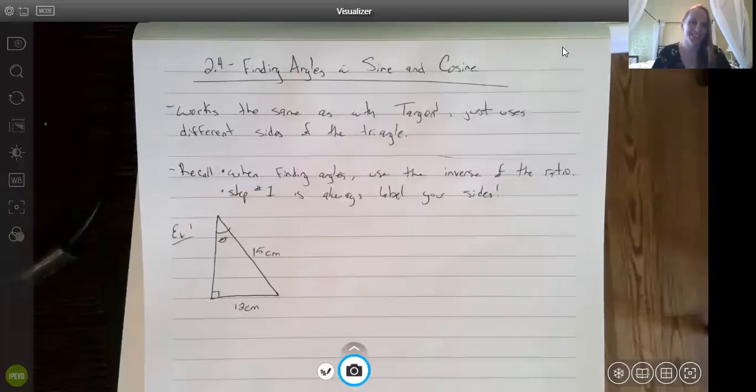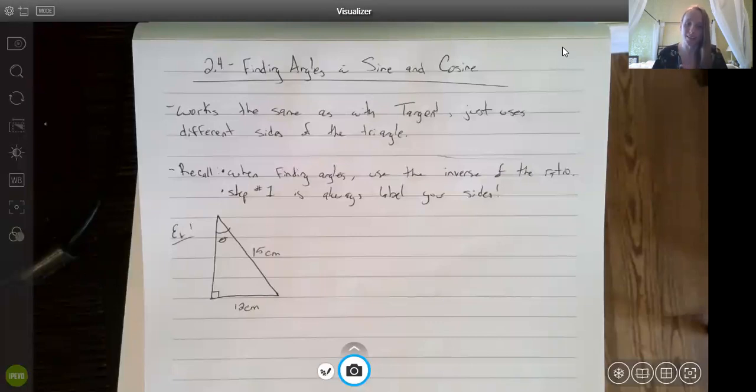Hey guys, so we're going to be continuing on with our trig today, and we're finally moving away from the tangent ratio. We're going to be doing both sine and cosine today and finding angles with both of them. So this is lesson 2.4, finding angles with sine and cosine. It's going to work the exact same as with tangent. We're just going to be using different sides of the triangle.